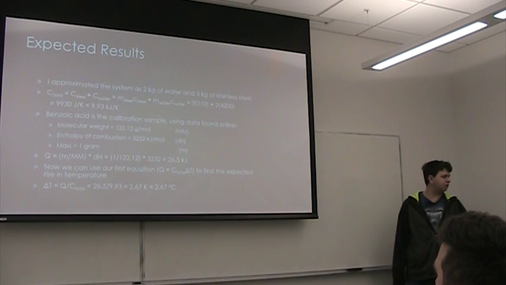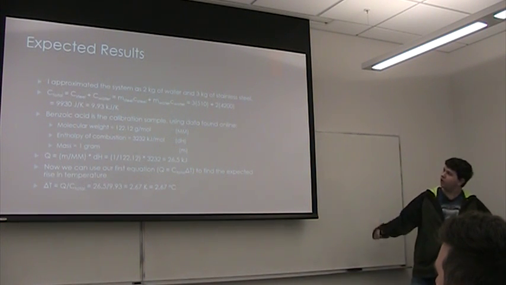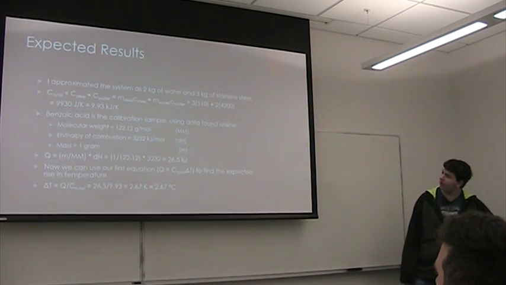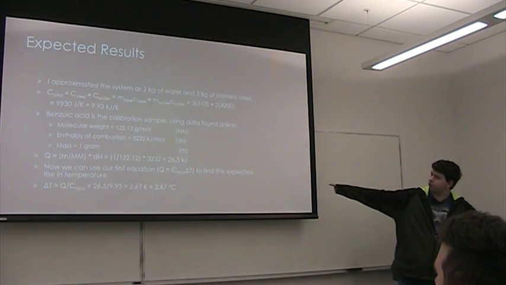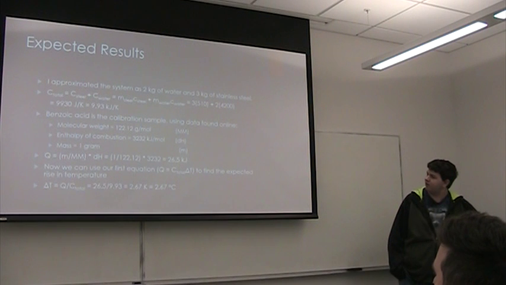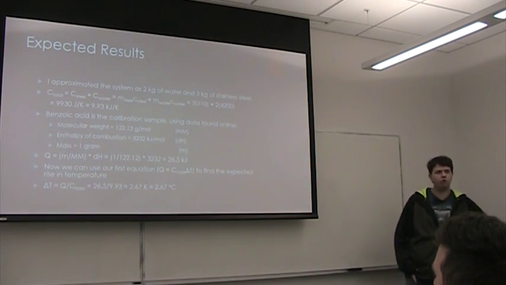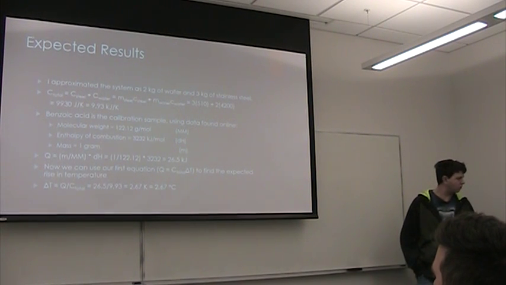So I did some expected results: 2 kilograms of water, 3 kilograms of stainless steel. For the thermal capacitance of the system, I got a value of about 10 kilojoules per Kelvin. I found the expected Q released by the benzoic acid, and that turned out to be about 27. Then I used that first equation to find delta T, which was expected to be about 3 degrees Kelvin, the same as a 3 degrees Celsius change.